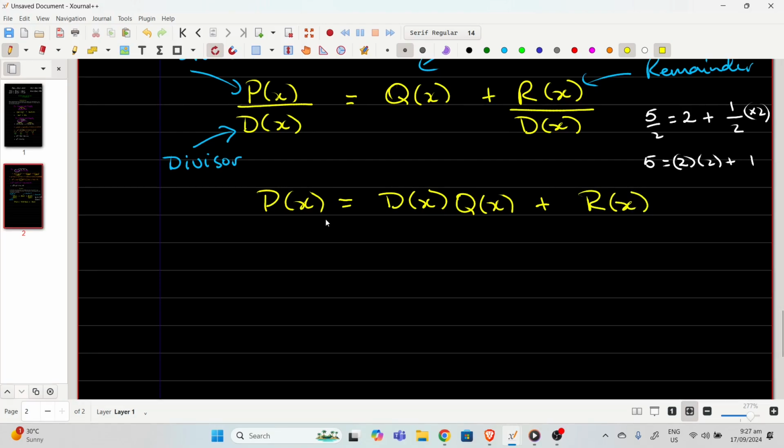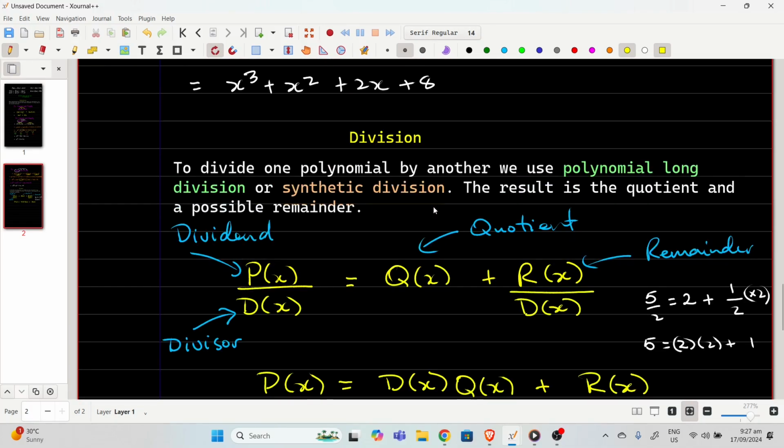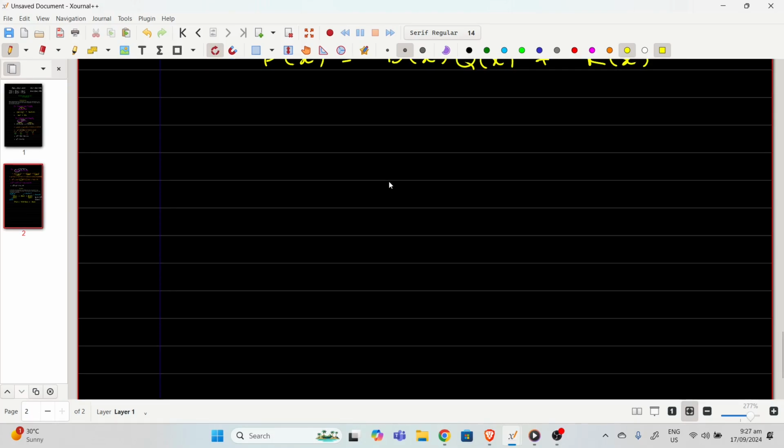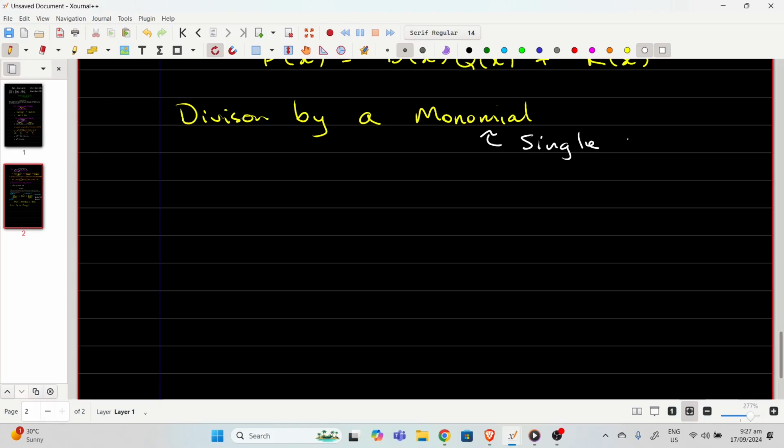Now I'm going to show you how to do the divisions so that you'd be able to solve any one of the division types that you're going to get. First off, we have division by a monomial. This is just a fancy word for saying a single term. It would usually have the form a x to the power of n, where n is greater than or equal to 0.